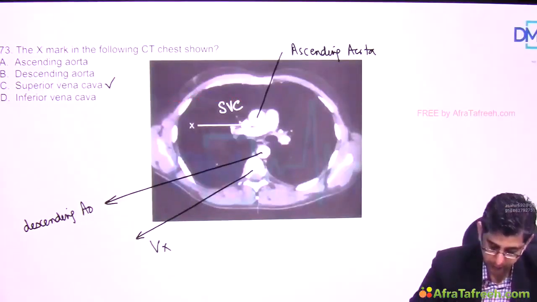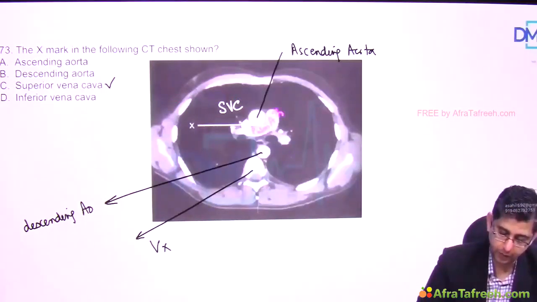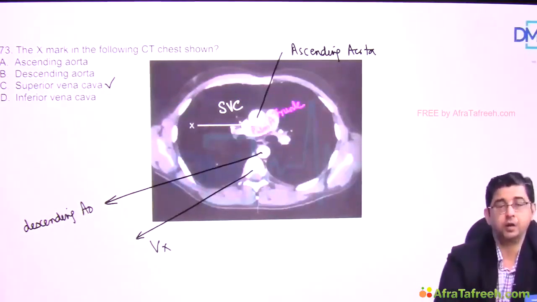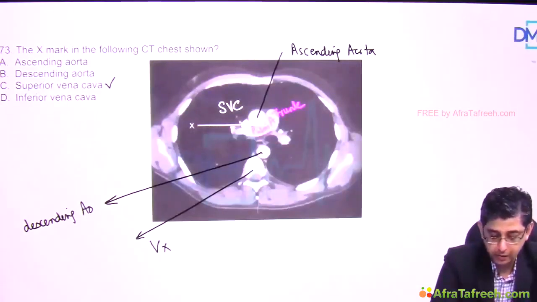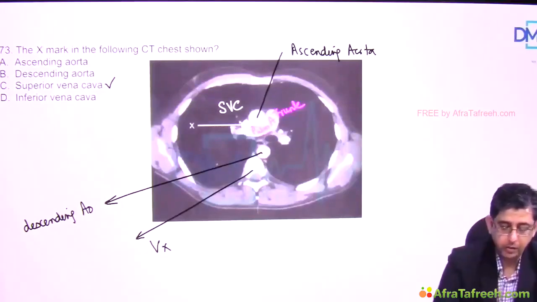The following structure that is marked here, this one is the pulmonary artery. This is the pulmonary artery trunk. You can identify the structures once again. The two structures are representing the aorta, the ascending and the descending aorta. Then is the pulmonary artery trunk, and lateral to that is the superior vena cava of the patient.